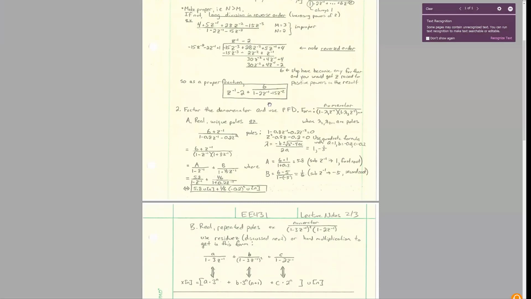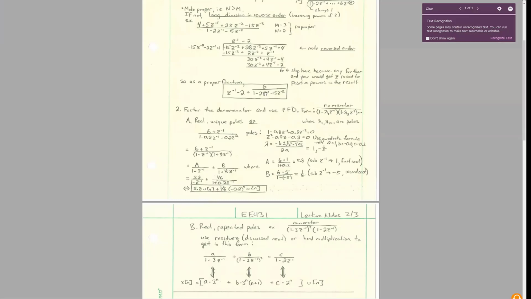And now the second step, this you can see just by inspection. This is an impulse at n-1. This is -2 times an impulse at n. And then this is something we got to work with. So we're going to factor out the denominator. And the form we're going to factor it out looks like this.